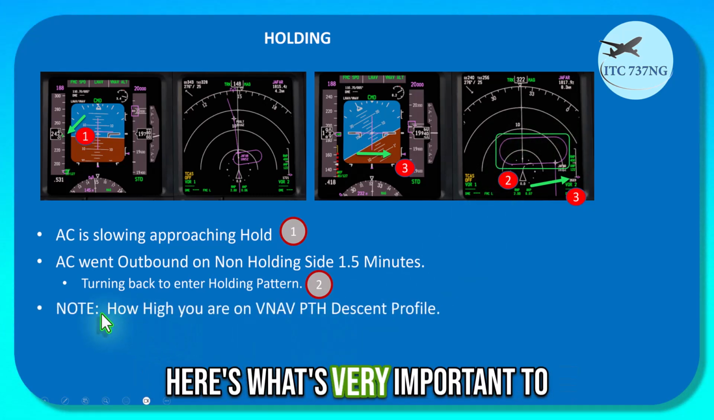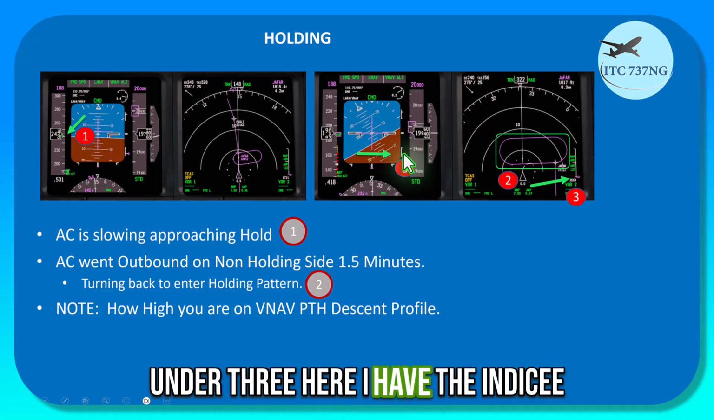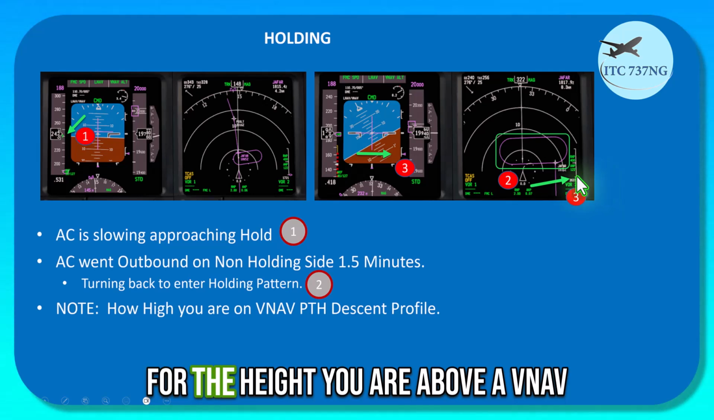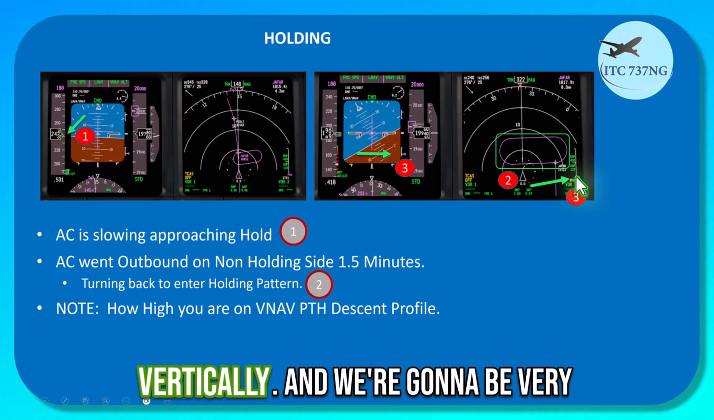But here's what's very important to understand, and that's what I have under 3 here. I have the indice for the height you are above a VNAV path descent, to be on a VNAV path vertically.